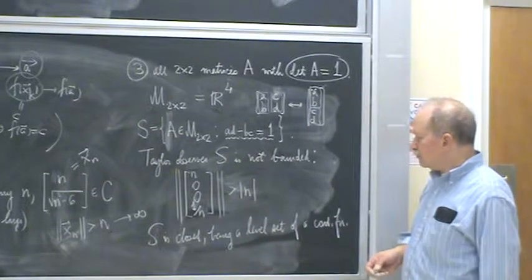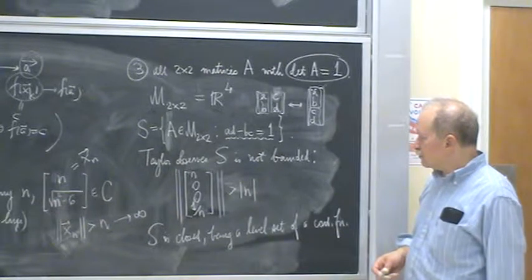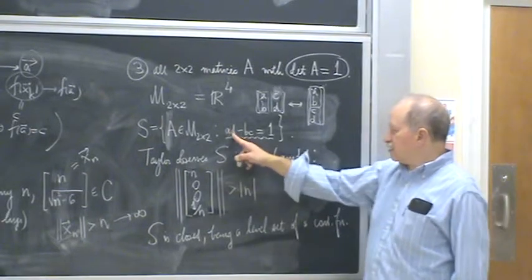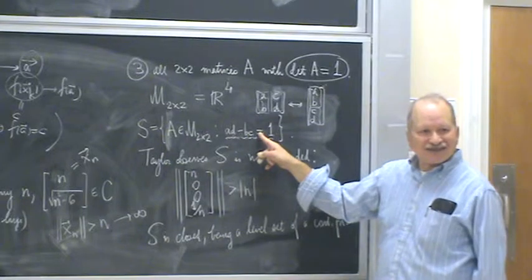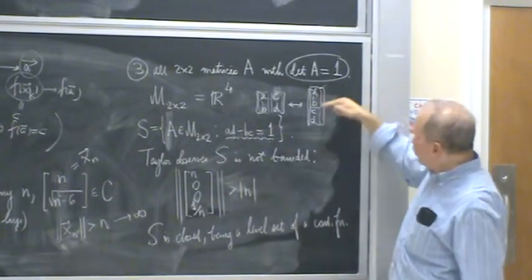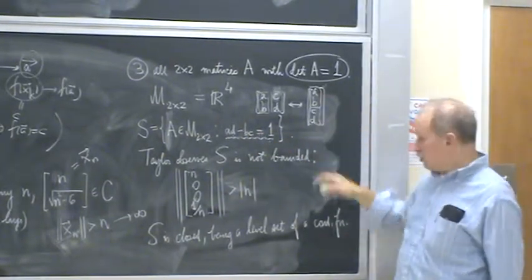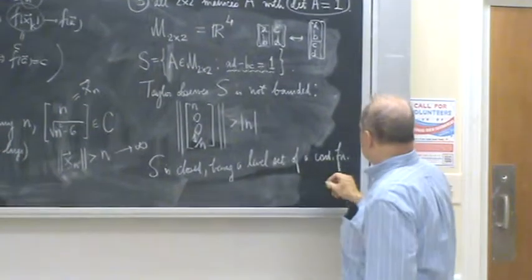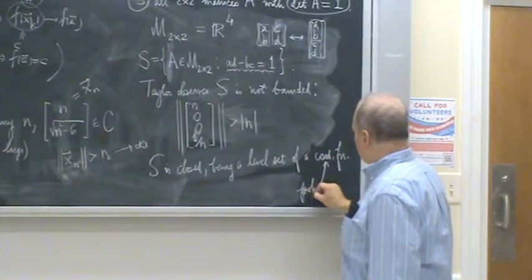AD minus BC is kind of like x squared minus y squared. It's like xw minus yz, but this is a polynomial in those four variables. It's a quadratic polynomial. So it's actually a polynomial.